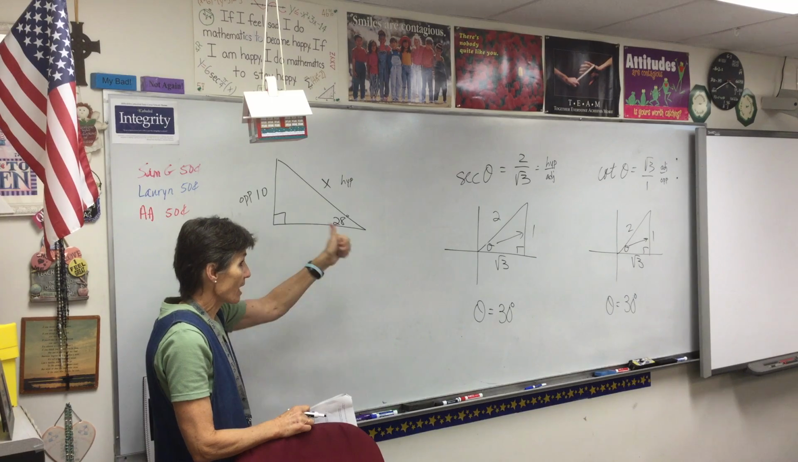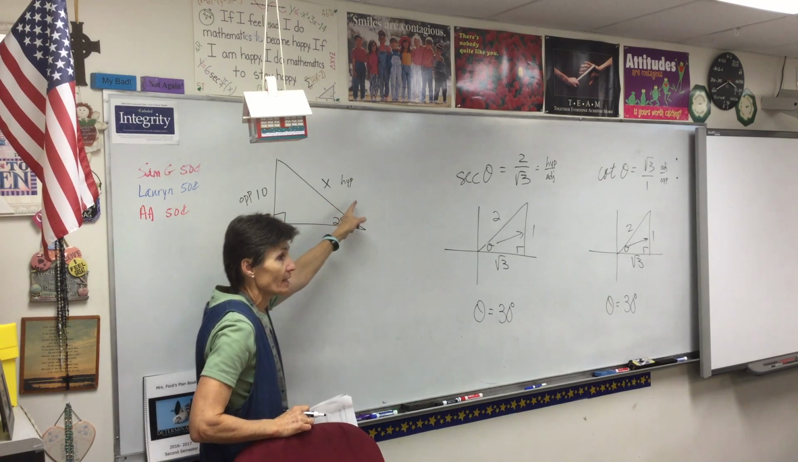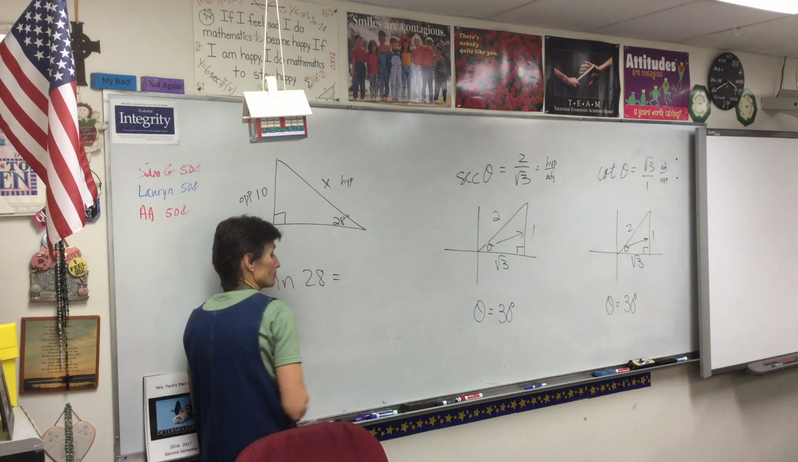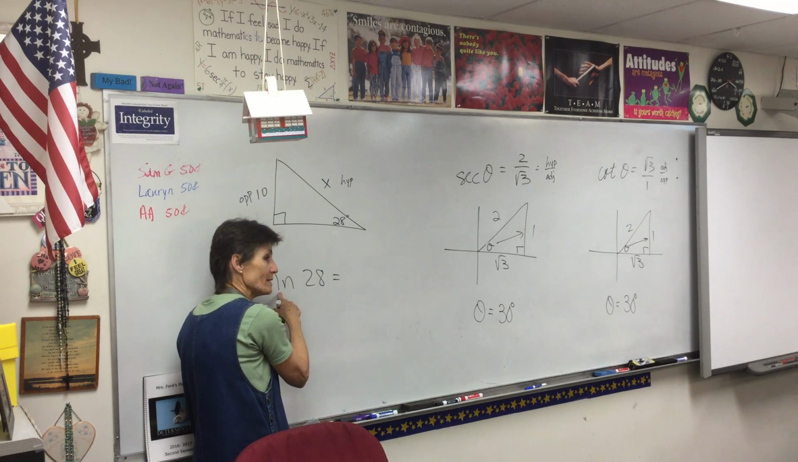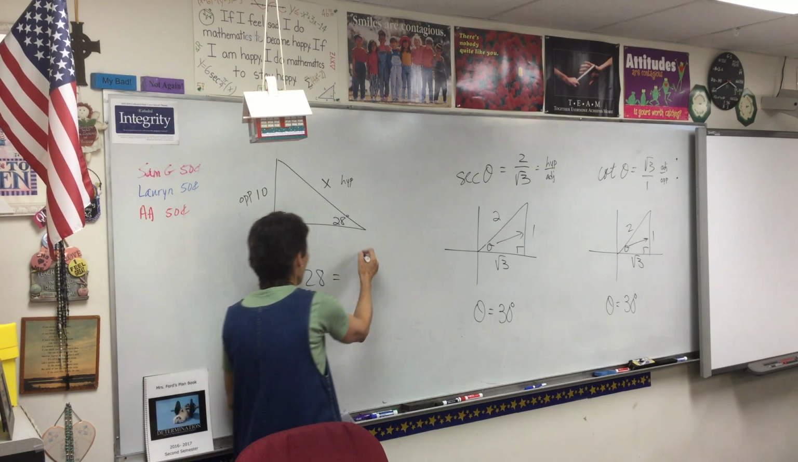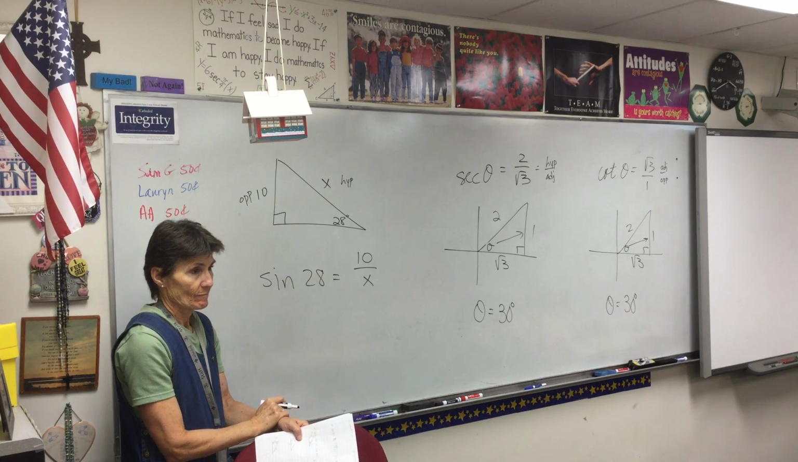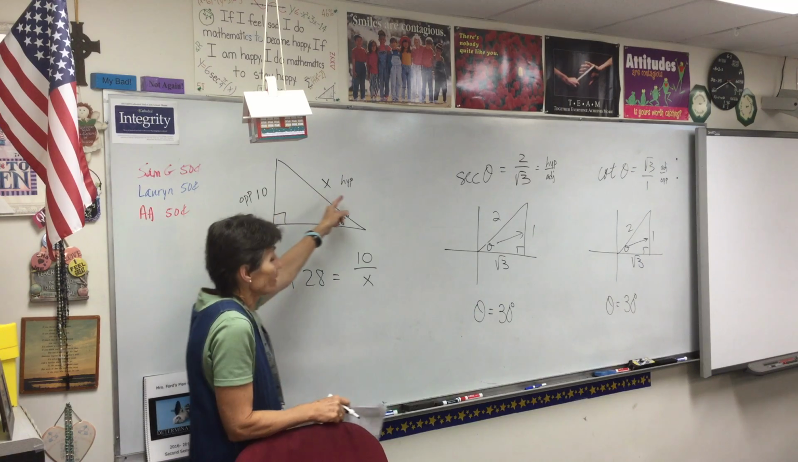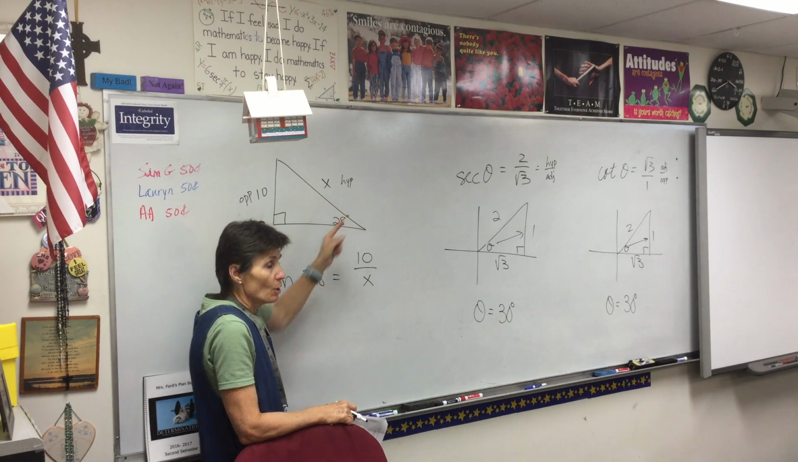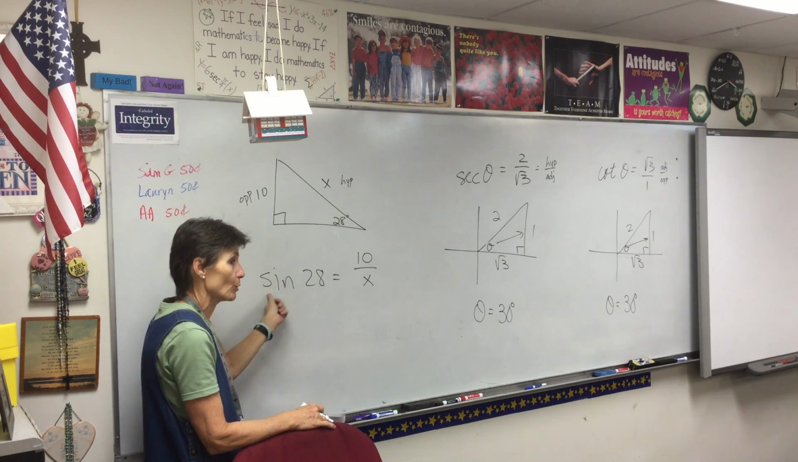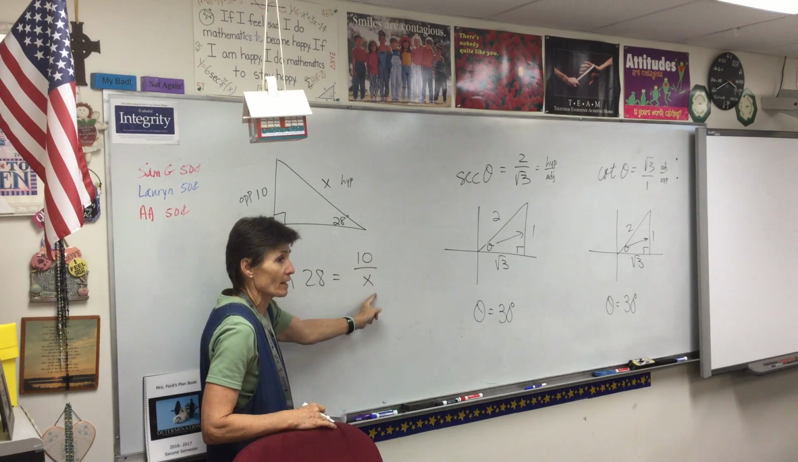So I need a function, sine, cosine, or tangent, that uses opposite and hypotenuse. Sine. So it's sine angle. The angle always goes with the sine, or the cosine, or the tangent. So it's sine angle equals opposite over hypotenuse. We picked sine because opposite and hypotenuse were involved in the problem. When we write our equation, it's always sine angle, or tangent angle, or cosine angle, and then equals the fraction.